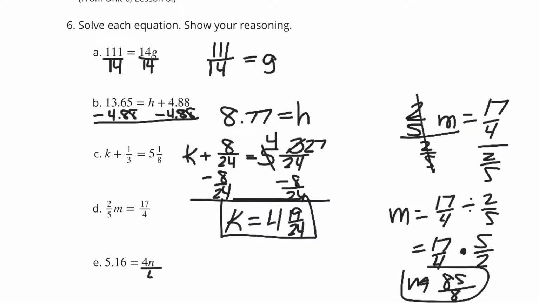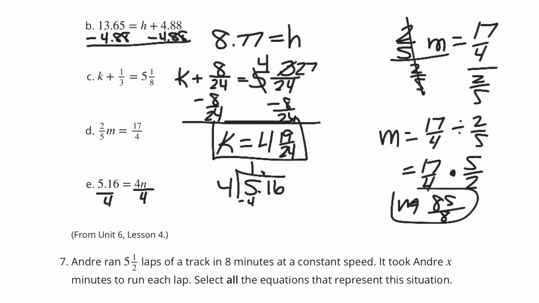In E, if you divide by 4 on both sides here, you're left with 5 and 1600ths divided by 4, which is 1. Subtract the 4. Bring down the 1. Subtract the 8. 36. That's a 9. And it is 1 and 2900ths for N.